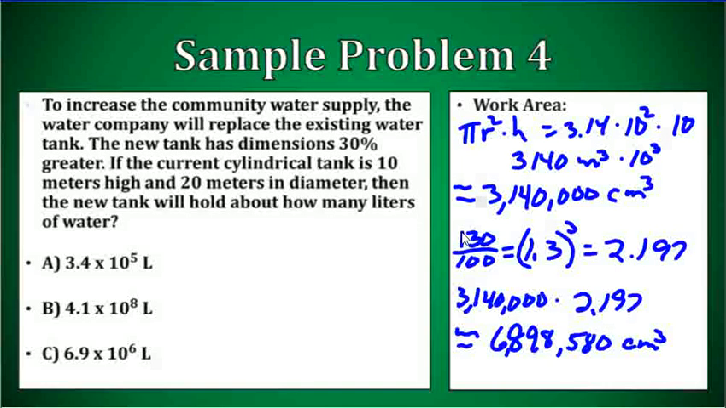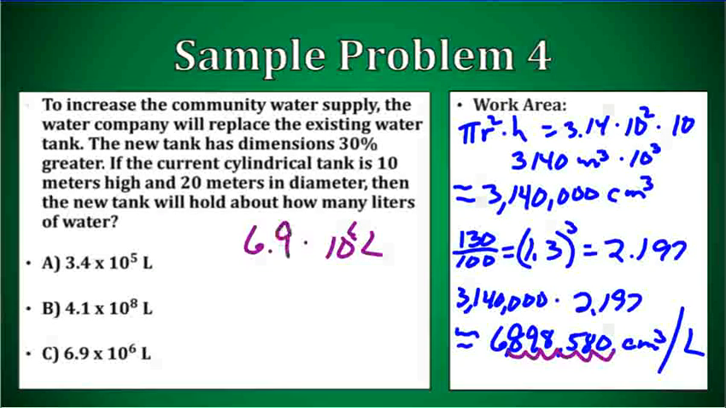And 1 cubic centimeter would be the same thing as 1 milliliter, so this would also be the same thing as a liter. But you'll notice that our answers are in scientific notation. So if I move the decimal point from here, 1, 2, 3, 4, 5, 6, we have 10 to the 6th liter. 6.89, if we rounded to the nearest tenth, this would be 6.9 times 10 to the 6th, which would be C.